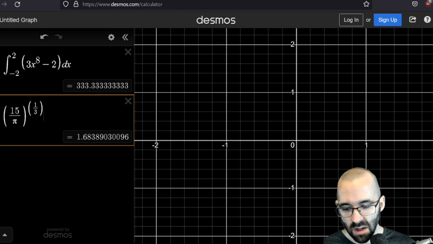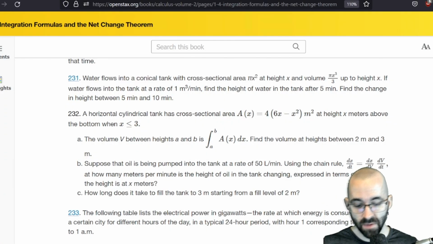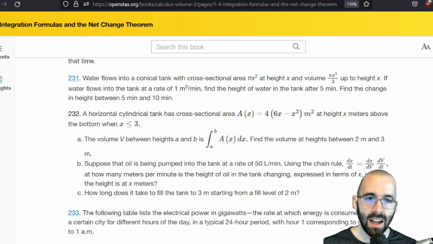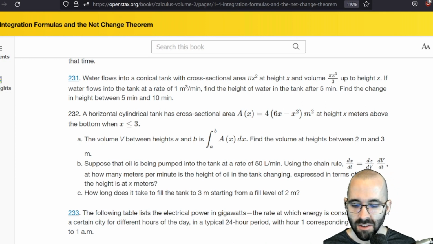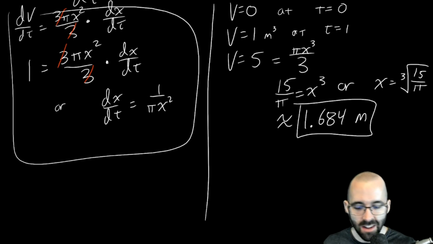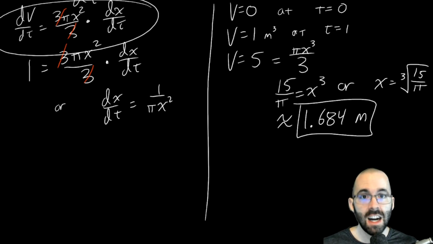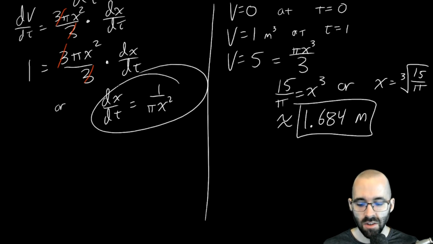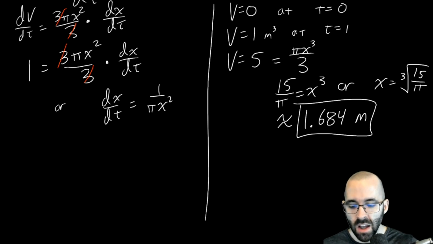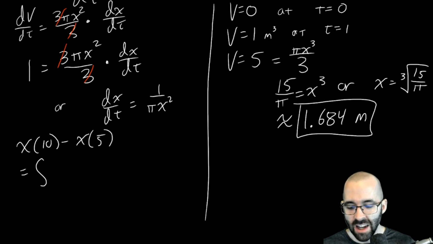Now there's a couple of ways of doing part B. Find the net change in the height. Now one of them, we could just find the height at 10 minutes using the same exact thing and take the difference, or we could have some fun and use the net change theorem using what we did over here. We found the relationship between the rate of change of the volume and the rate of change of the height over time.